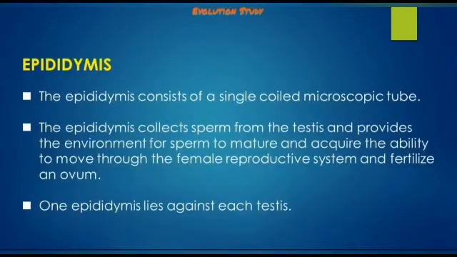The epididymis. The epididymis consists of a single coiled microscopic tube. The epididymis collects the sperm from the testes and provides the environment for sperm to mature and acquire the ability to move through the female reproductive system and fertilize an ovum. One epididymis lies against each testis.